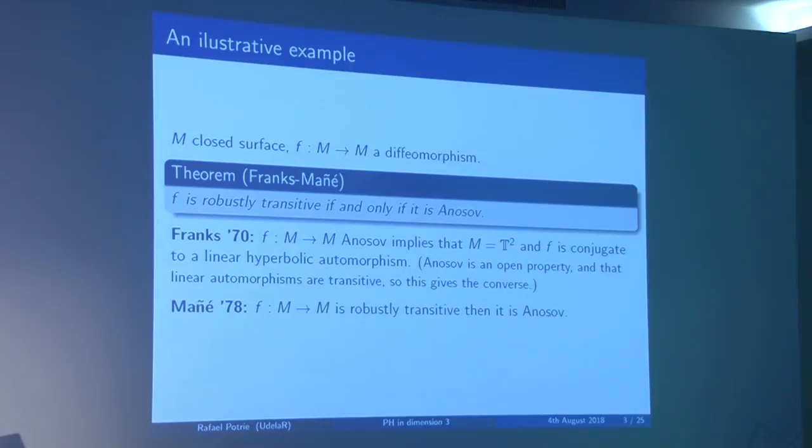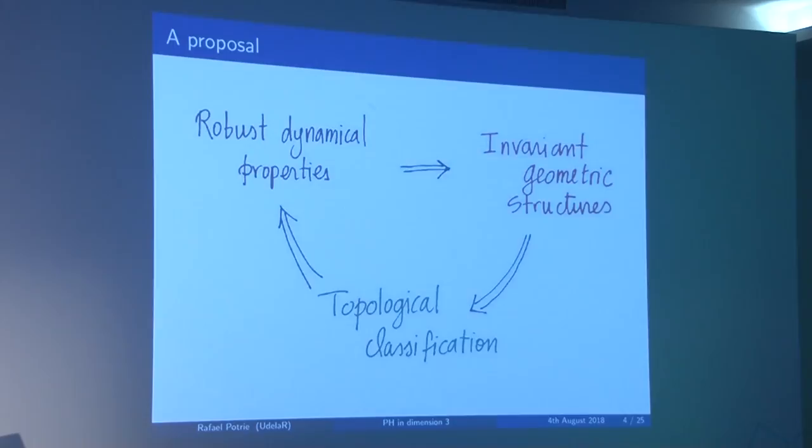So in a certain sense, what's being proposed is that whenever you have a robust dynamical property, then you should be able to get some invariant geometric structure that is forced by this robust property. And the idea is that to come back, it's a good idea to pass through a topological classification of the systems admitting these geometric structures, okay?